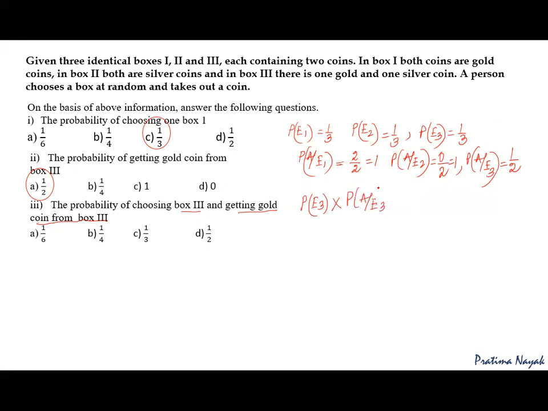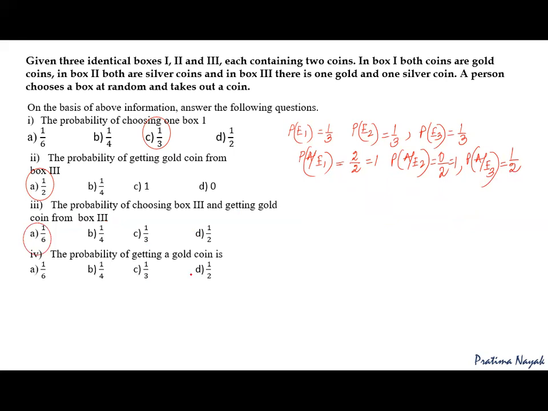So they are independent events. So we are multiplying P of E3 into the probability of A by E3. What is the probability of E3? E3 is equal to 1 by 3. And what is the probability of A given E3? So this will be 1 by 2. That will be 1 by 6. So what is the answer? A is the answer.